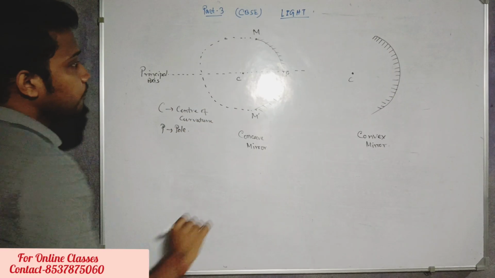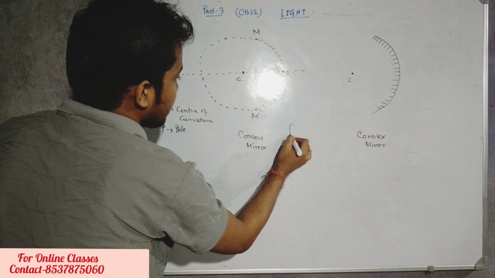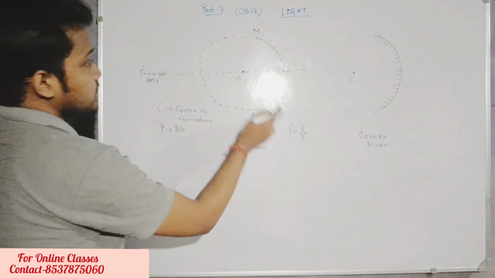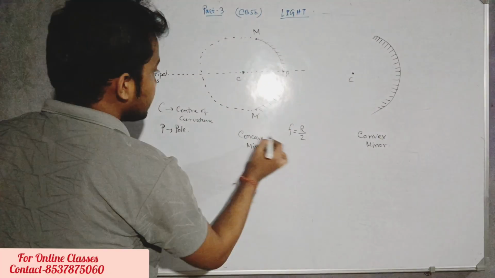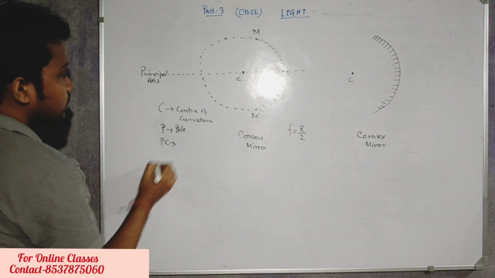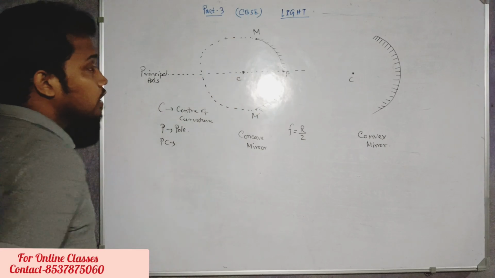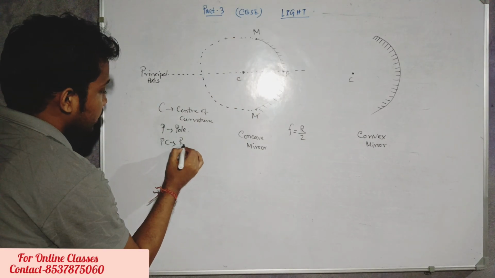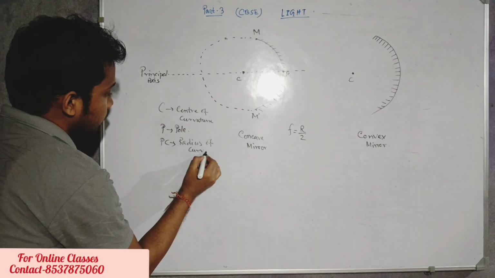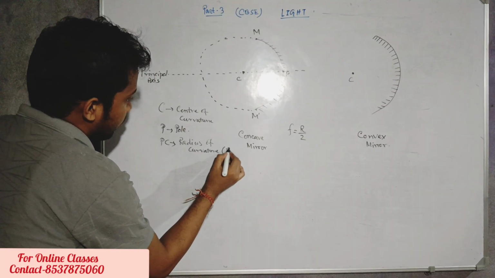And we have to prove a relation, that is F equal to R by 2. If we take PC, it is basically the radius of curvature. What is radius of curvature? Radius of curvature is the distance from the center of curvature to the pole. So PC is the radius of curvature, and that will be represented as R.